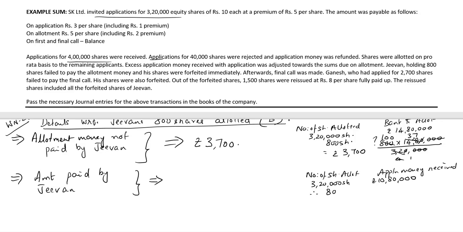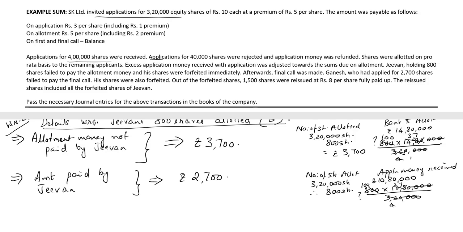Therefore, in the case of G1's 800 shares, the application money paid by G1 would be 800 multiplied by 10,80,000 divided by 3,20,000 rupees. That comes up to rupees 2,700. Now this is the amount paid by G1 including the premium payable on application.